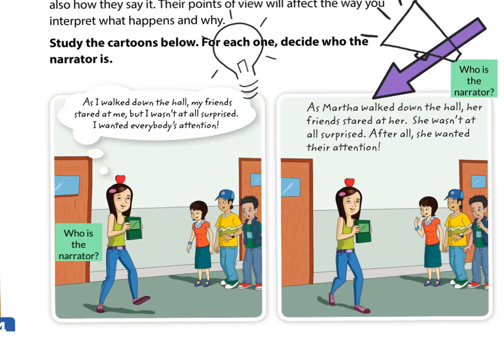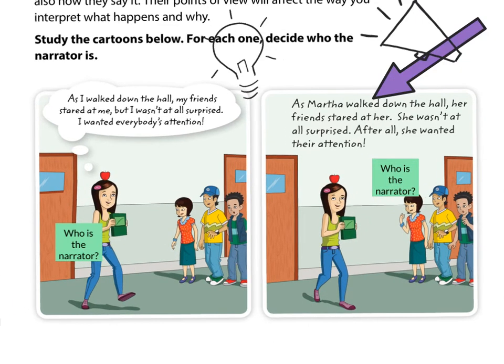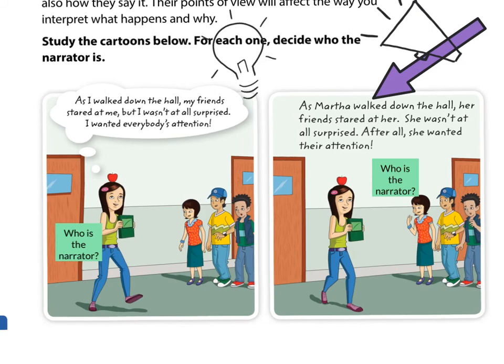So I'm thinking about who is the narrator of this one. Well, I think this is not someone inside the story, so it wouldn't be first person. And I don't see any of those clue words like "you," but I do see words like "her," words like "she," Martha. These are all clues that tell me it might be third person point of view. So the narrator might be someone outside of the story, and not a character inside the story.